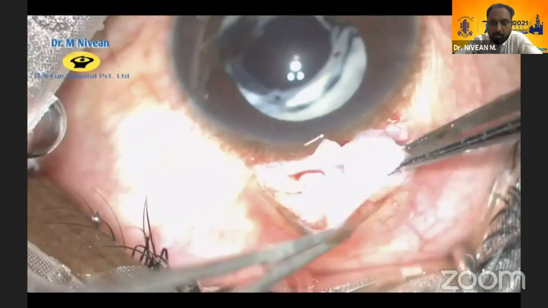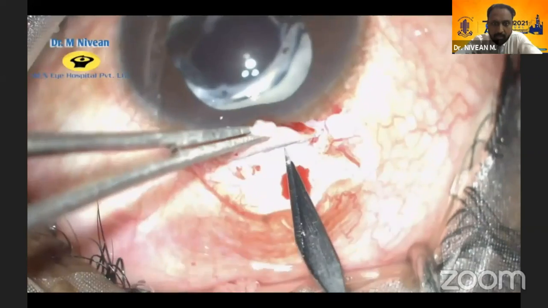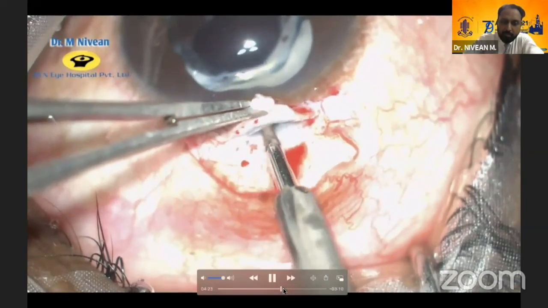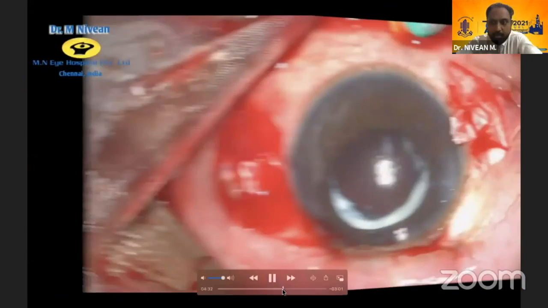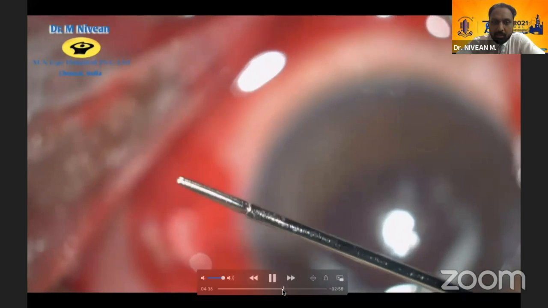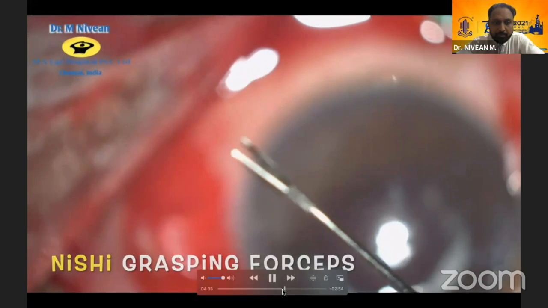There's actually a glaucoma surgeon who did the superior trab, and once he fashioned the flap and mitomycin C, not going into the details of the flap. Once the trab was done superiorly, these are the Nishi grasping forceps that I was talking to you about. You can see the serrations. These serrations help in better grip of the IOL so that it does not bite into the lens when we are exchanging the IOL.